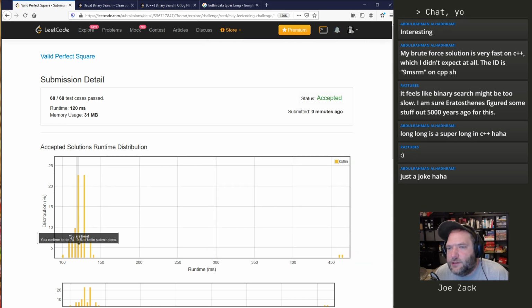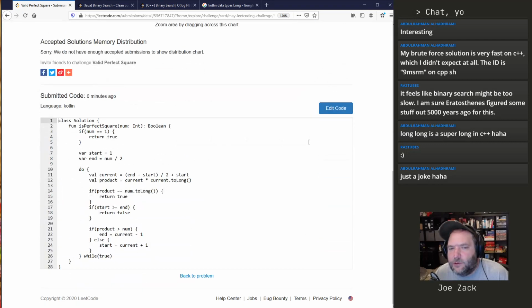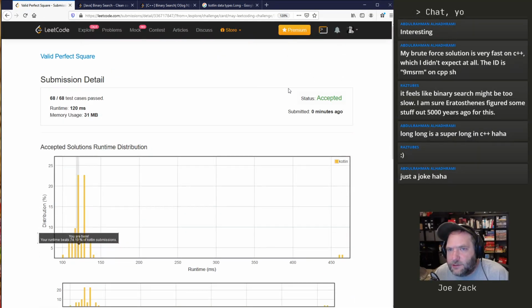But yeah, so far these challenges have been easier. So if someone's looking for a more gentle introduction to LeetCode, then it looks like Maze Challenge is a good one.